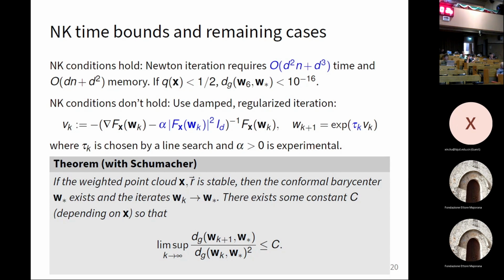Okay, but suppose you got really unlucky and you found some place where the Newton-Kantorovich conditions don't hold. This is really unlikely, and we didn't technically need to do this for the theorem we wanted to prove, but we couldn't resist. So we proved, at great cost, that if you use a damped regularized Newton's iteration, you are guaranteed to converge whenever there is a conformal barycenter.